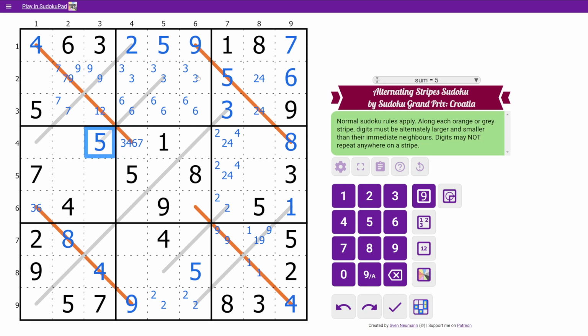Okay. 9. Oh yeah, okay. 9 can go there. Could this go down to a 1? It could. Let's go elsewhere for now. 5. Could be 6, 7, or 8. Or it could be 1 or 4.